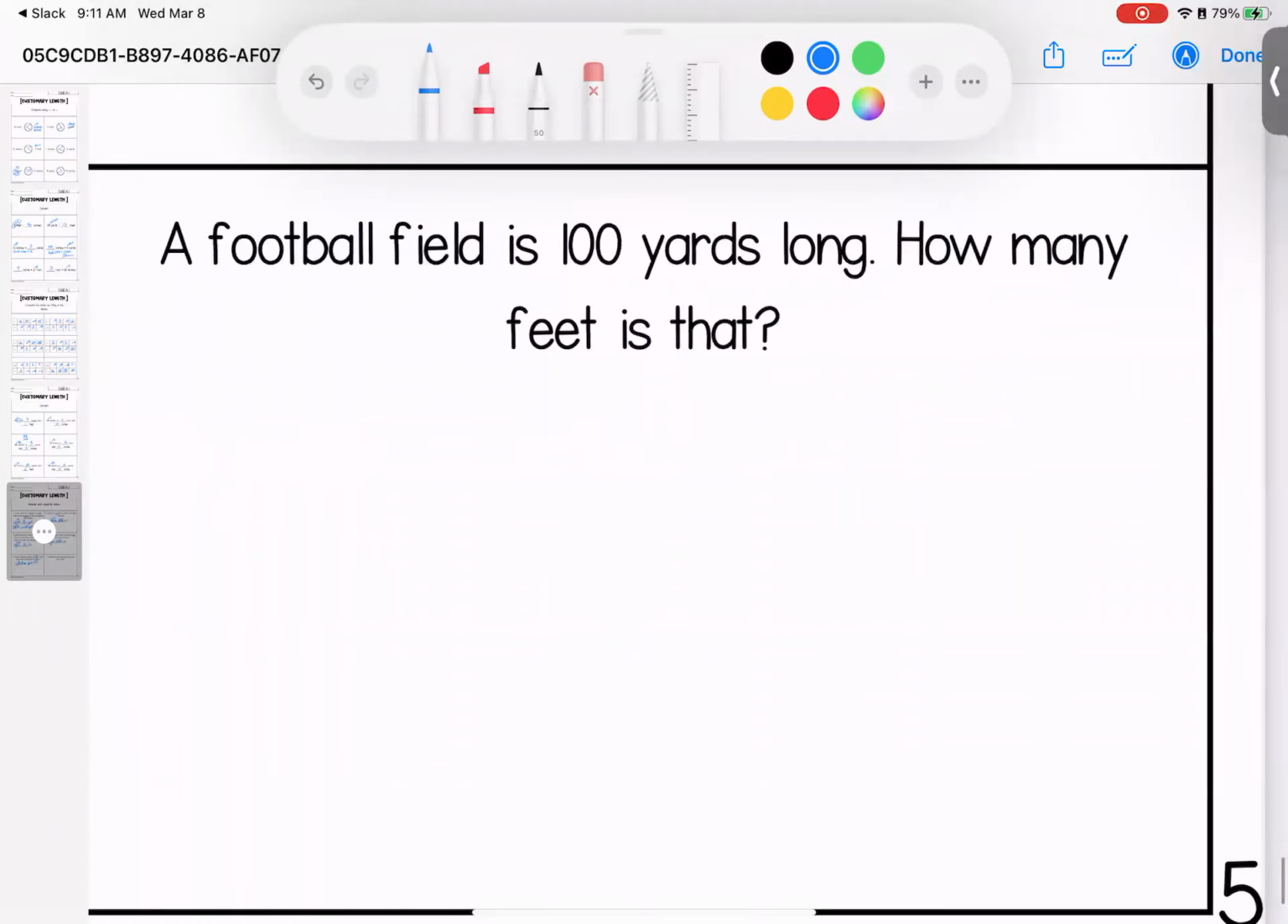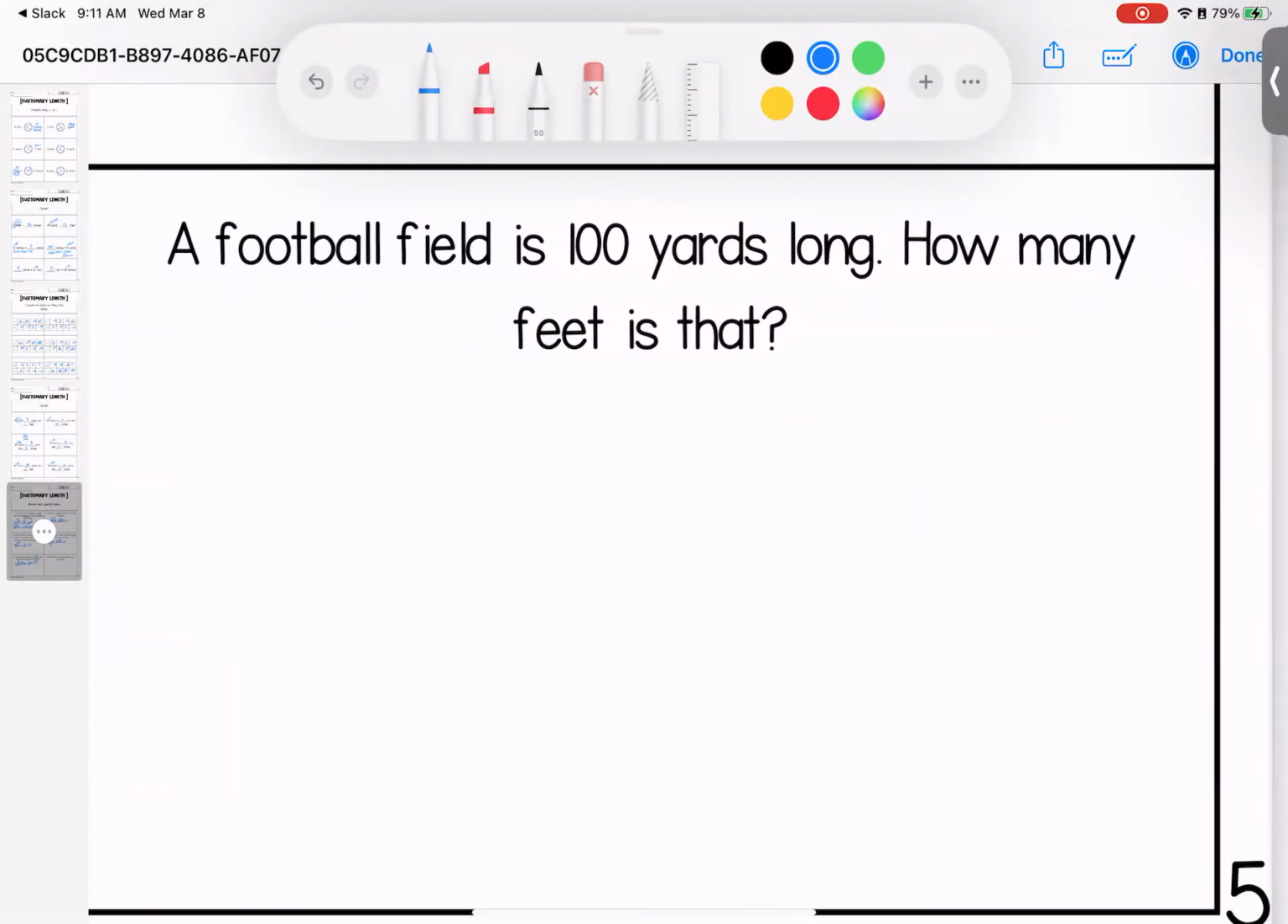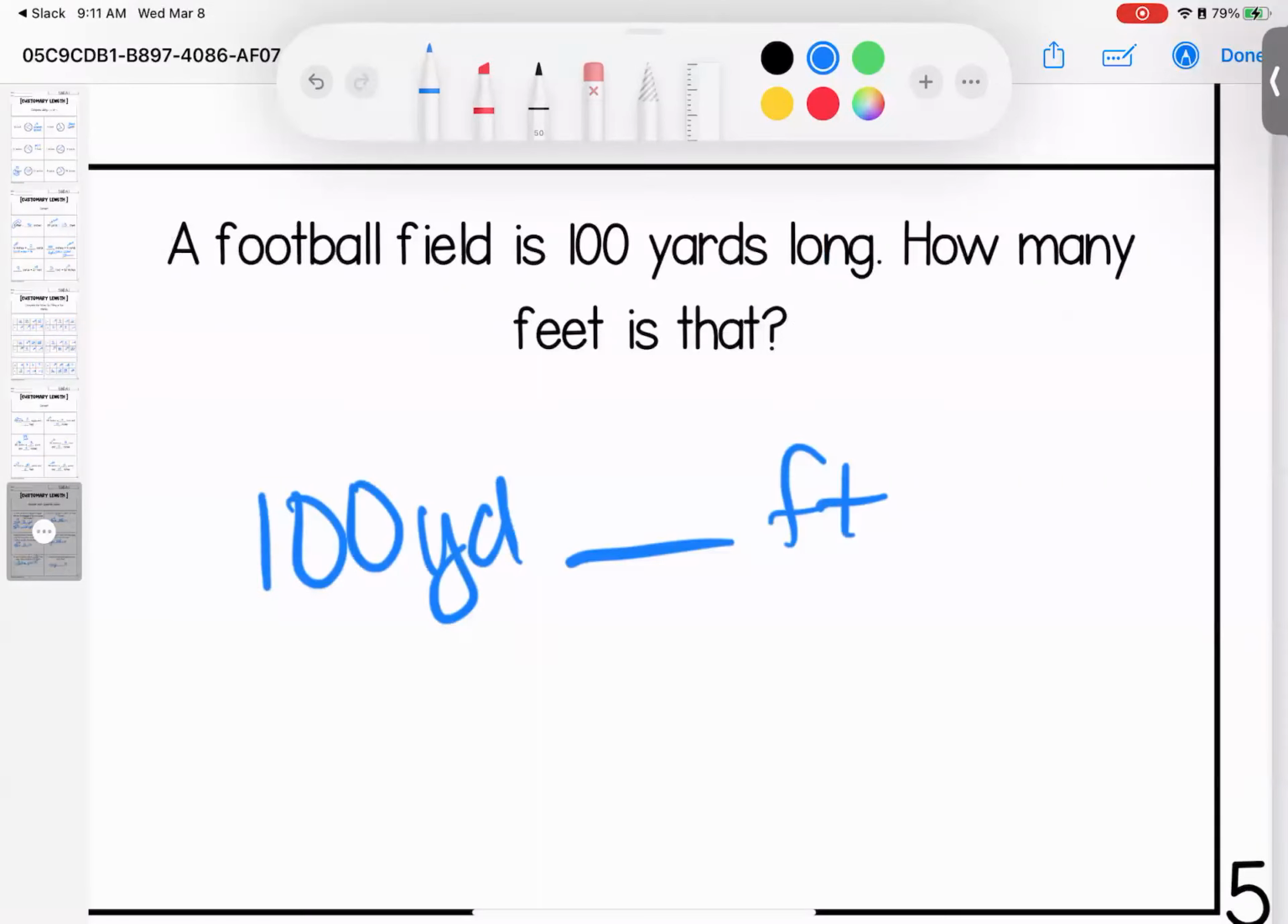Last one, a football field is 100 yards long. How many feet is that? 100 yards to feet. Every yard is 3 feet, which means it would be 300 feet in total. Any questions? Bring them with you to class.